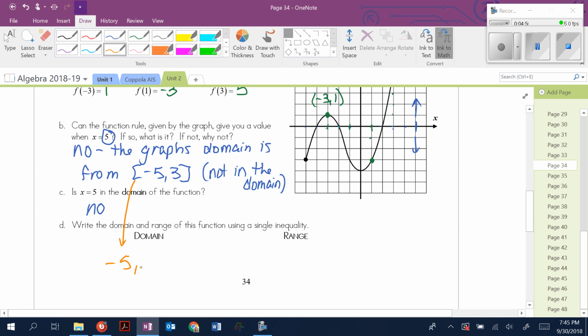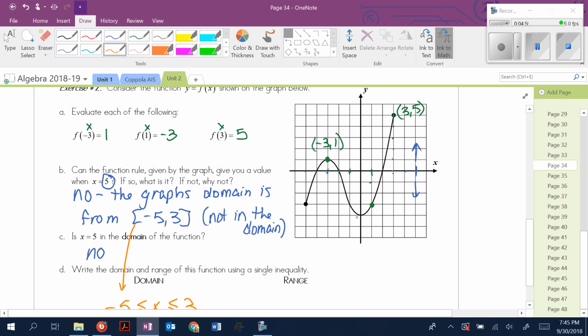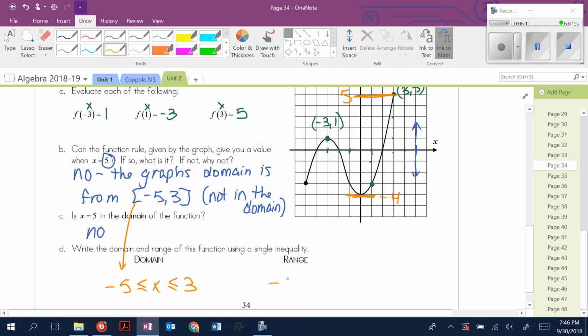So this goes from negative 5 less than or equal to x is less than or equal to 3. And the range, well, let's see, how low can you go? Looks like there. And how high can you go? All the way up here. So what is that? 1, 2, 3. So that's -4 all the way up to 1, 2, 3, 4, 5. And both of those points are closed. So therefore, -4 is less than or equal to y is less than or equal to 5.